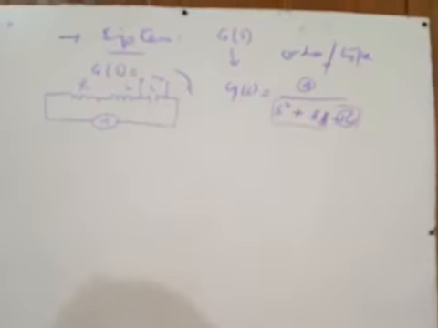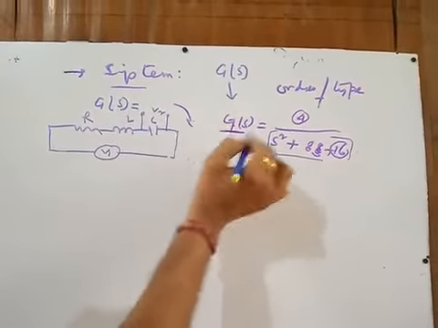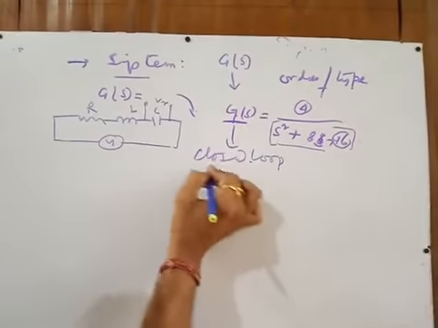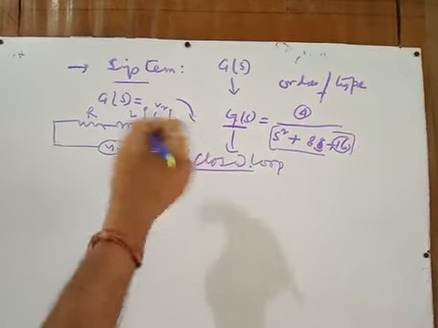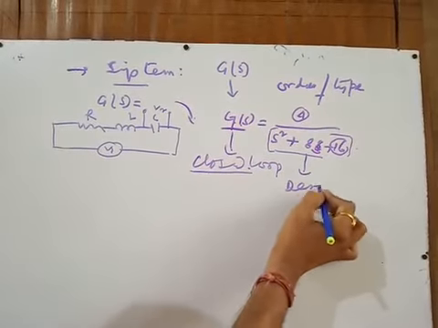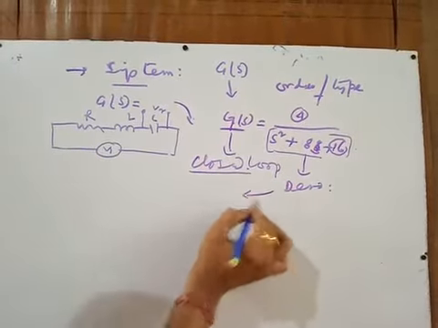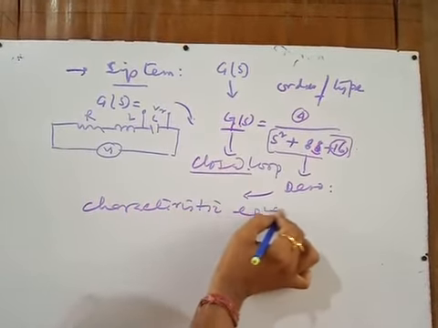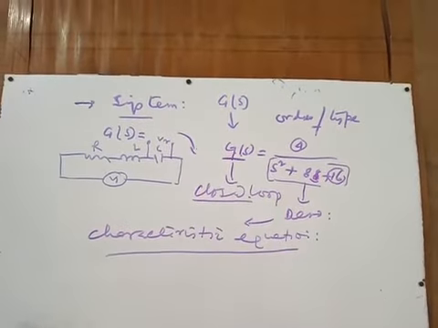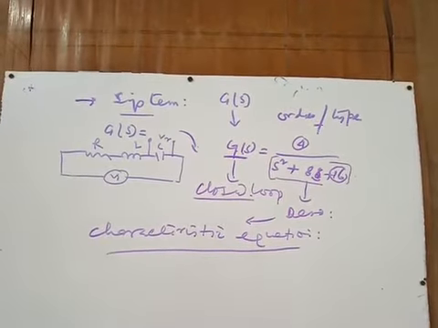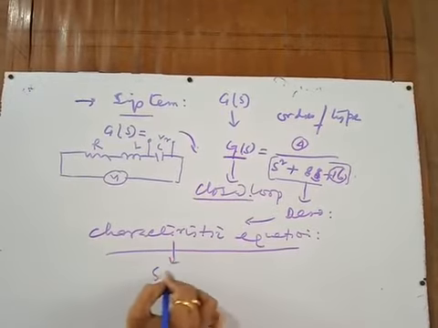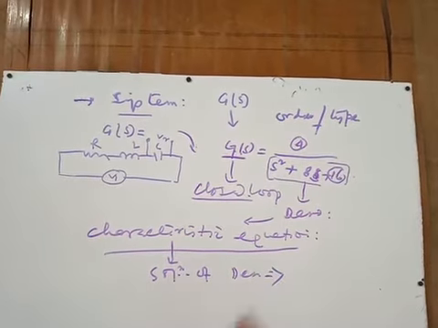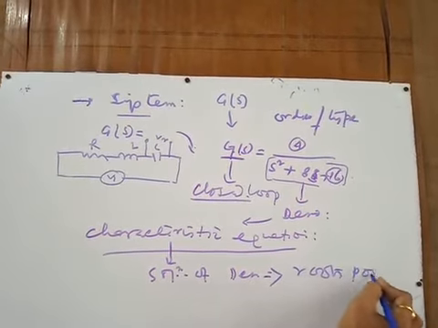And this is when it is a closed loop system. We already have discussed the closed loop system and open loop system. So in a closed loop system, this denominator is known as the characteristic equation. What is this? This is your characteristic equation, because the solution of this equation, that means the solution of the denominator, will give you the roots position.